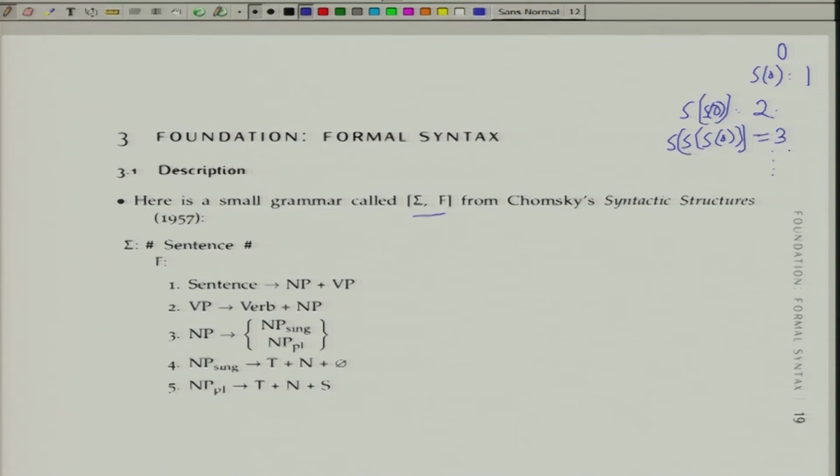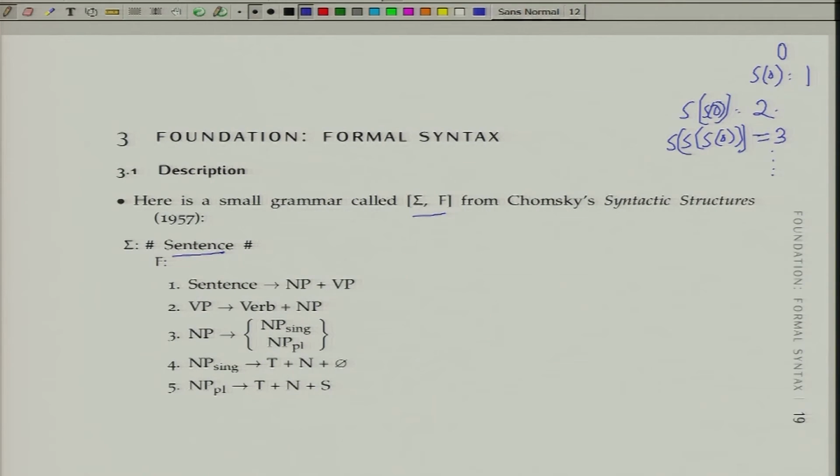Similarly, in the Chomsky grammar, the base step is defined. What is the base step? It is sentence. We'll not understand just by looking at these rules, but these are starting points. And what is F? F is actually a set of rules for rewriting this string called sentence. We'll see what it actually means.